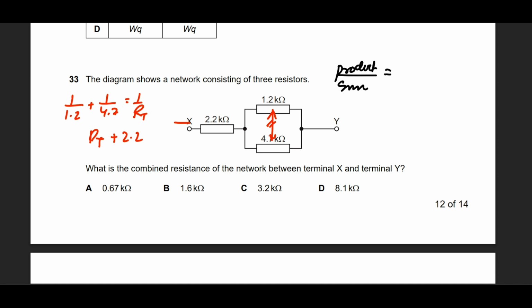So how to take this? The total resistance of the parallel combination comes out as 1.2 multiplied by 4.7 divided by 1.2 plus 4.7. This is what the product over sum rule looks like.